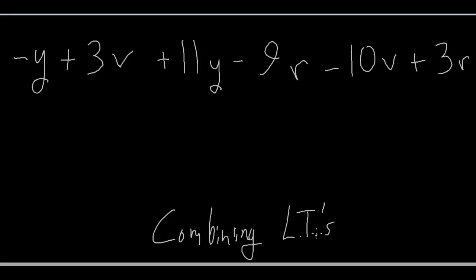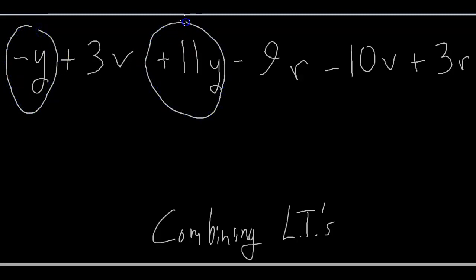All right, so let's start with our y terms. We start with negative 1y's, and then we add 11y's to it. So if we have negative 1y's over here and we add positive 11y's, that means we have negative 1 plus 11y, right? And hopefully we remember negative 1 plus 11 is positive 10, right? So our y term is positive 10y.